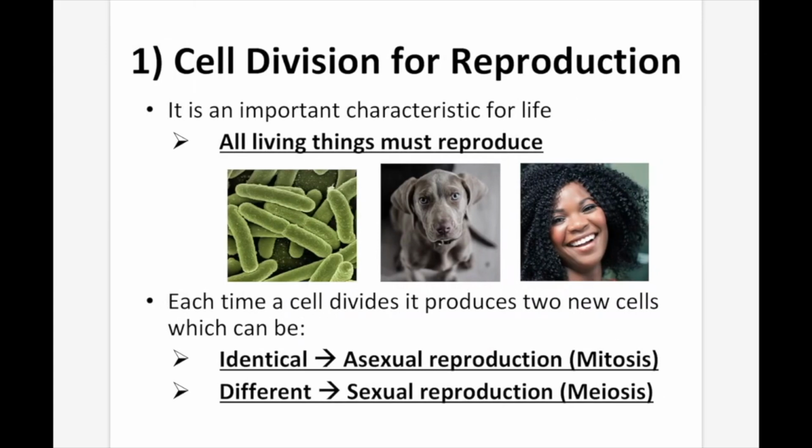Number one, cell division for reproduction. Reproduction is an important characteristic for all life. All things must reproduce. That includes bacteria, animals, us, everyone. Each time a cell divides, it produces two new cells, which can either be identical or different. Identical cells are created through a process called mitosis, which is also known as asexual reproduction, and our cells can be different. This is a process called meiosis, which is accomplished through sexual reproduction.